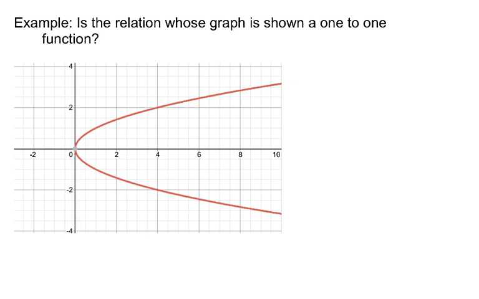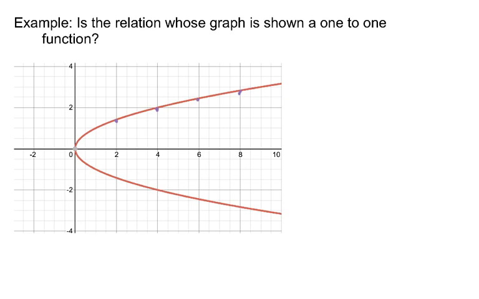Is the relation whose graph is shown a one-to-one function? Okay, now this is meant to be slightly a trick question because at first glance you say, hey, none of these points have the same y-coordinate. These y-coordinates are all different. So yeah, it must be 1 to 1. All those y-coordinates are different. No other points with the same y-coordinate.